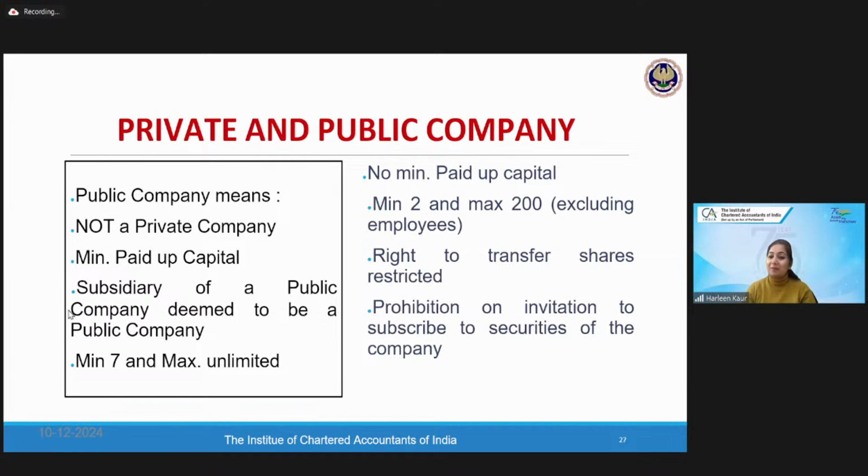And what is a public company? Public company is very simple. Public company means a company which is not a private company. So if you have learned private company, then a public company is one that is not a private company. The word private limited is used for a private company, and for a public company we use the word limited. Let me just complete and then I'll give you a chance. No requirement of minimum paid up capital. Minimum 7 people, maximum unlimited number of members. So is there any limit on the number of members of a public company? No, there is no limit.